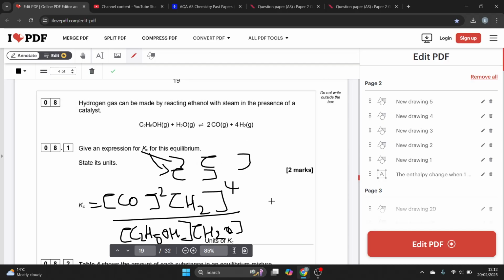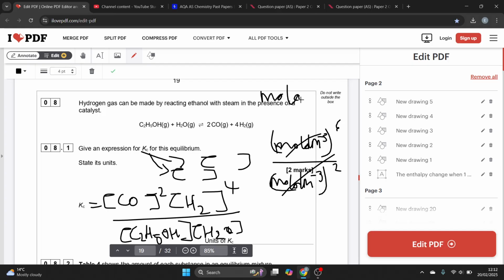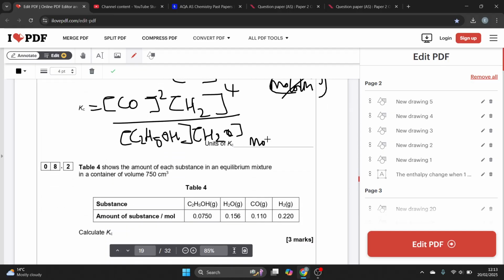Its units, well, it's going to be moles per dm minus cubed to the power 6 over moles per dm minus cubed squared. That cancels out to moles per dm minus cubed to the power 4, and then that simplifies to mol to the power 4 dm to the power minus 12.